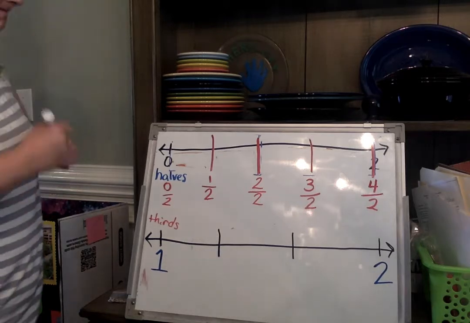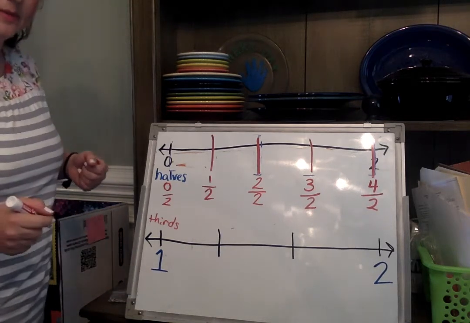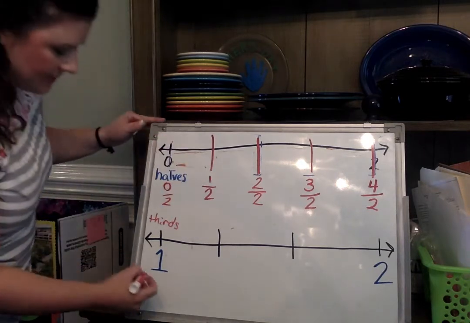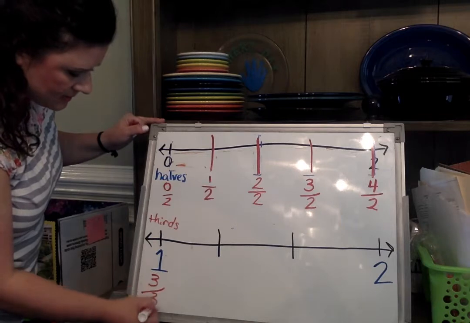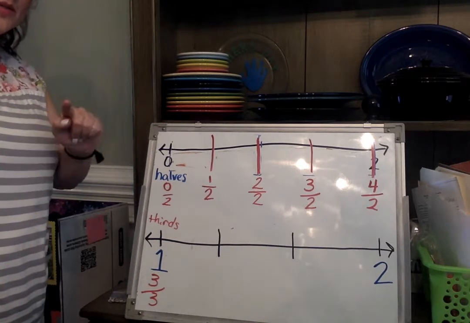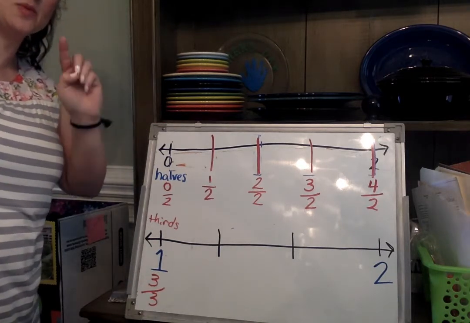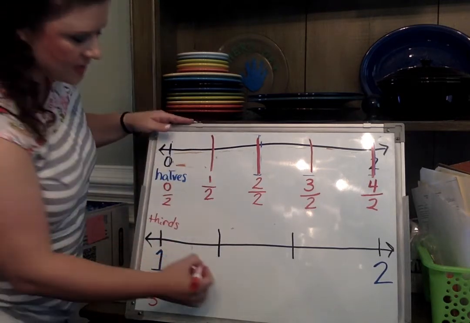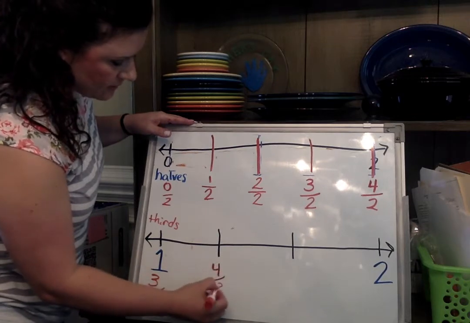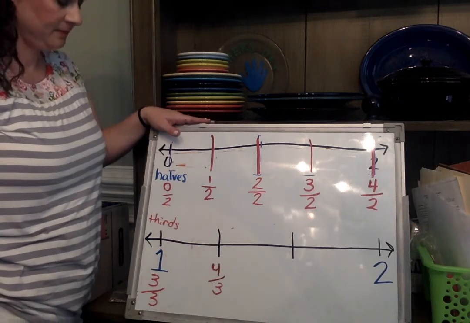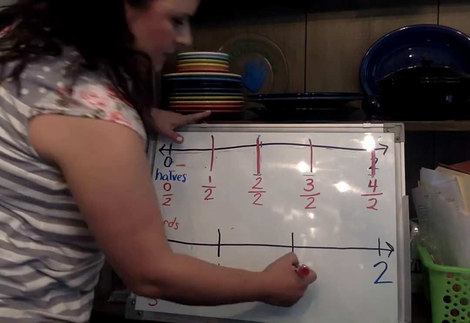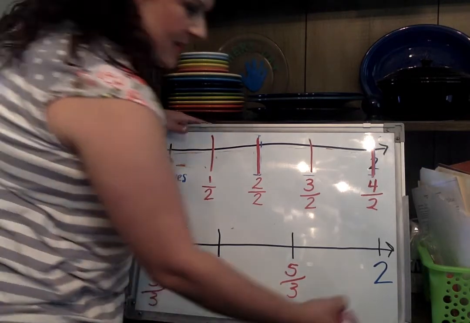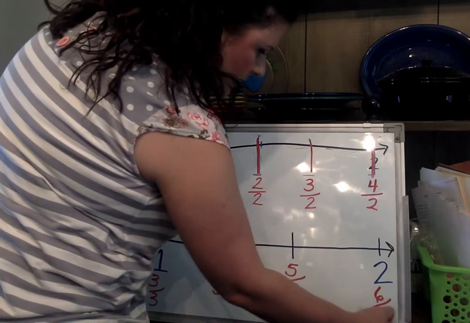Okay? 1 whole. This is not 0. 1 whole would be the same as 3 thirds, because 1/3 plus 1/3 plus 1/3 equals 1 whole. Okay, this is another third, so this would be 4 thirds, 5 thirds, and then this one would be 6 thirds.